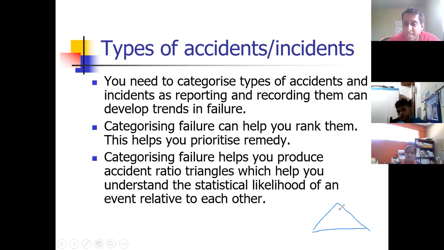If we try to represent accident statistics on a chart, what they say is a triangle is the best chart. Why? Because you have fewer fatalities at the top and more near misses at the bottom, right? And the way a triangle is structured, the bottom of it is already broader than the top. So the shape that best describes accident data is a triangle or a pyramid. Categorizing failures helps you to produce accident ratio triangles, which helps you to understand the statistical likelihood of the events relative to each other, which means simply you have more near misses, you can have probably dangerous occurrences and major stuff, but you have fewer fatalities at the top.